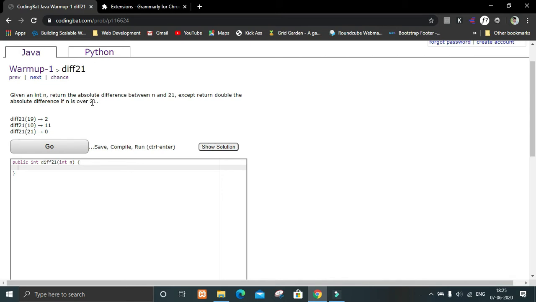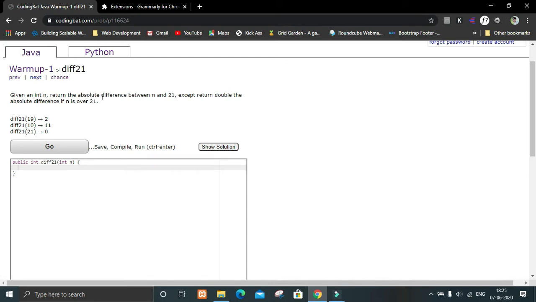That is, if the number you have entered is more than 21, then it will return the double of the difference between the two values. That is, if you enter 22, let's take it, then 22 minus 21 will be 1, but as it is greater than 21, we have to return the double of it, that is 2, 1 into 2.